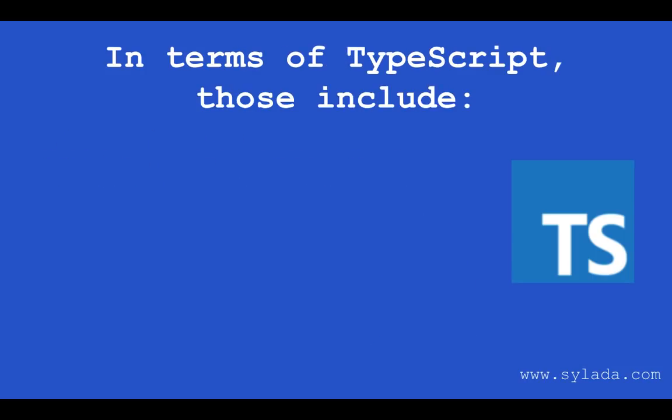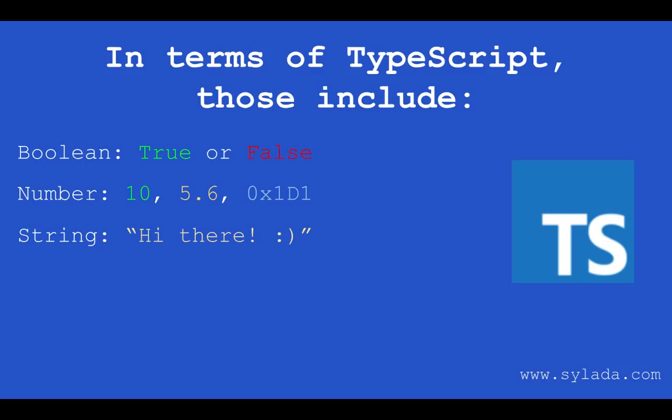So in terms of TypeScript, those would include data types such as Booleans, which are true or false values. We also have numbers. They can be decimals, floating point numbers, hexadecimals, others. We have strings, which are ASCII characters that are enclosed in between single or double quotes. We have arrays. They can be number arrays, string arrays. We also have some other basic types that I will get into.